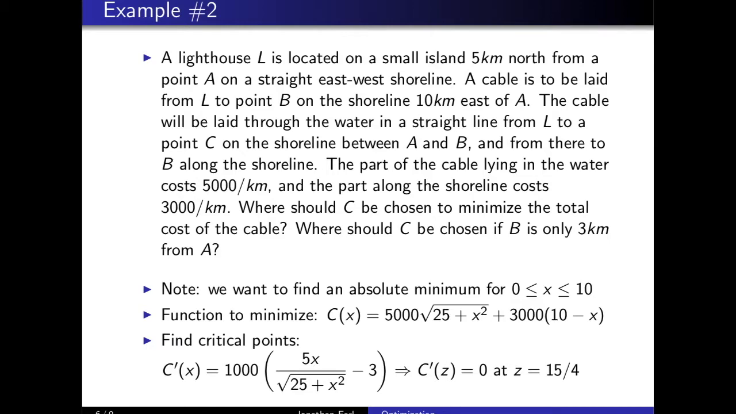The derivative is also going to be defined everywhere because that denominator, or the square root, is always going to give us something positive. Okay, so what we're looking for here is an absolute minimum, because it is possible that we could make x 0, we could make x 10.